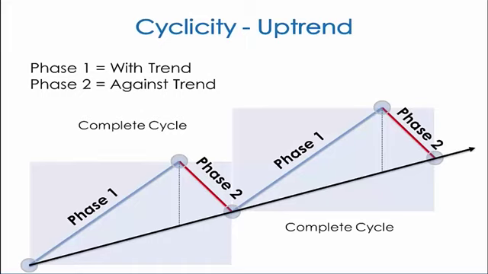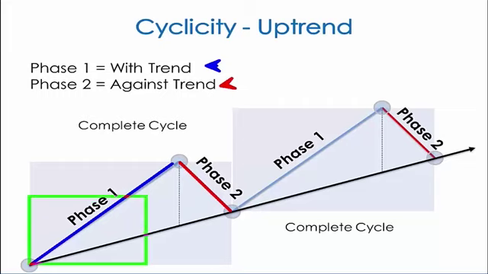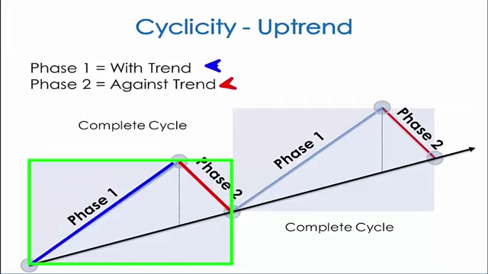So phase 1 here going with the trend, and it tells us that just up here. Phase 1 goes with trend, and phase 2 goes against that trend. Phase 2 against trend. Now, one move with the trend, phase 1, and one move against the trend, phase 2, gives you one complete cycle. So there's cycle 1.